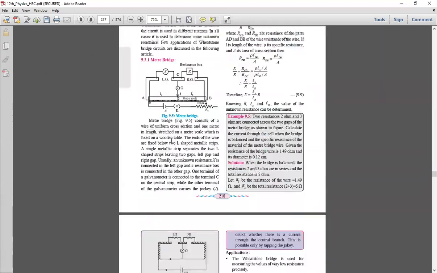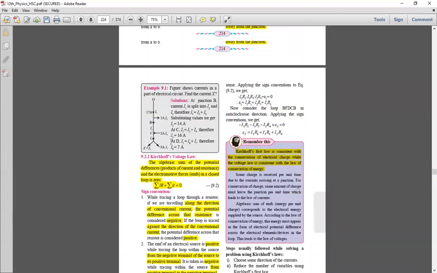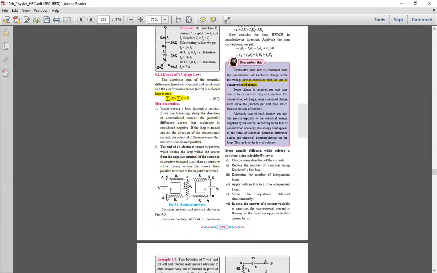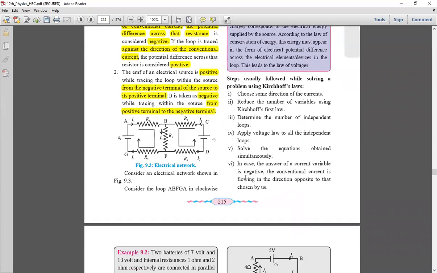Let's move to our topic. So here are the steps to follow while solving a problem using Kirchhoff's laws.